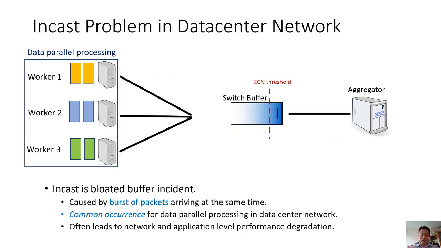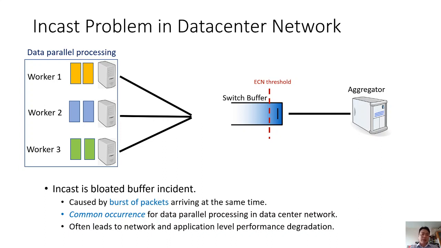DC-TCP was designed to address the incast problem. The incast problem is a bloated buffer that is caused by a burst of packets that arrive at the same point and at the same time. Let me give you an example.